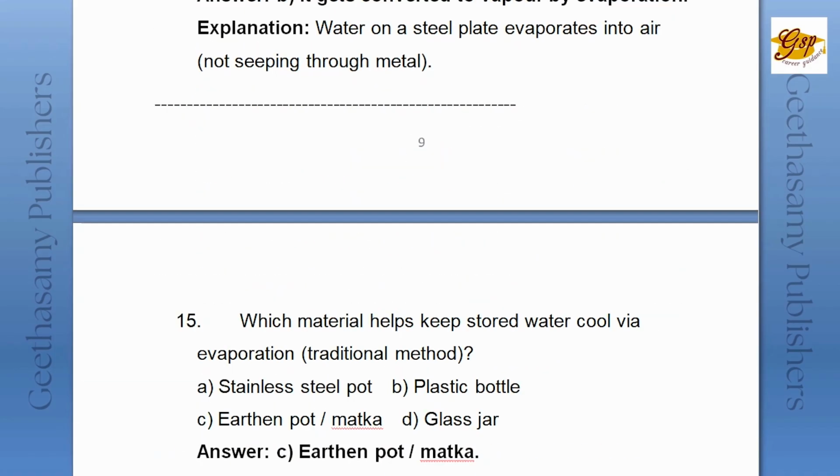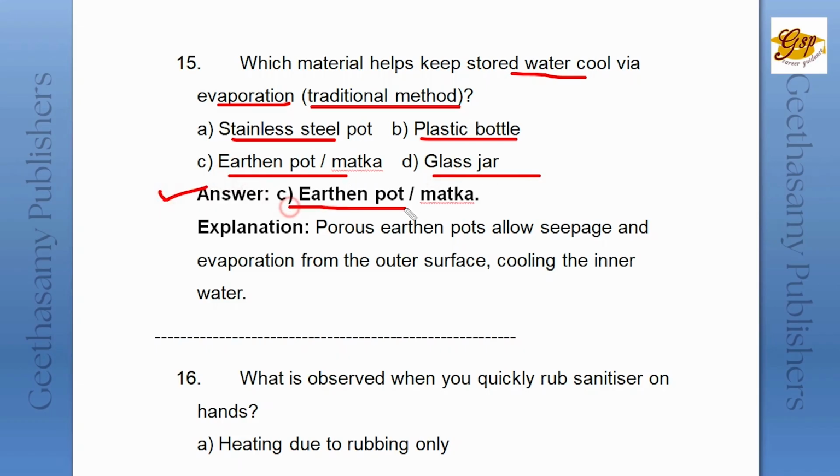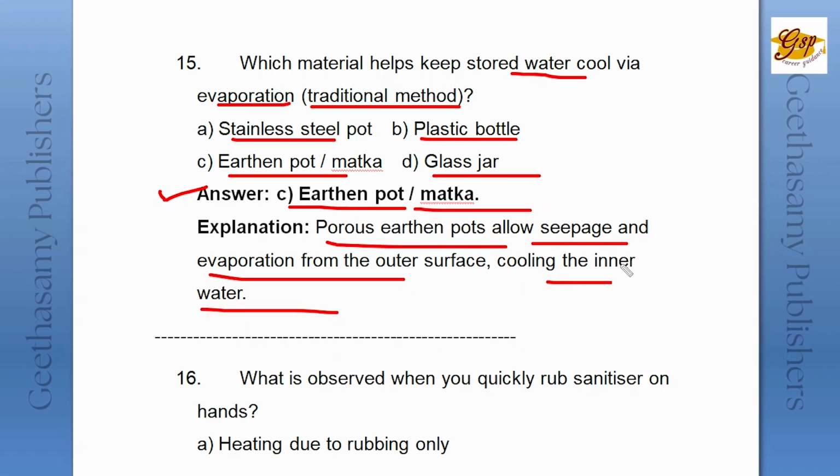Right? And 15th question. Which material helps keep stored water cool via evaporation? That is a traditional method. Stainless steel, plastic bottle, earthen pot or matka, or glass jar? The correct answer is earthen pot or matka. The porous earthen pot allows seepage and evaporation from the outer surface, cooling the inner water. Right? So that's science.